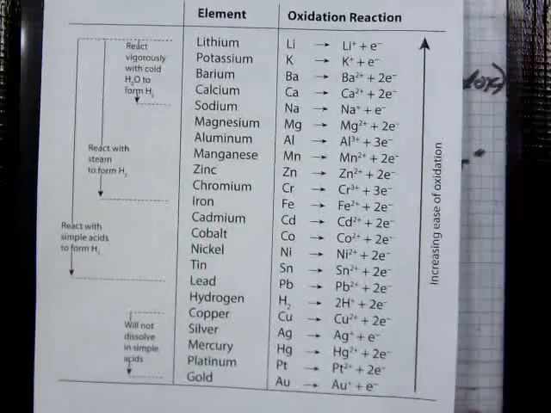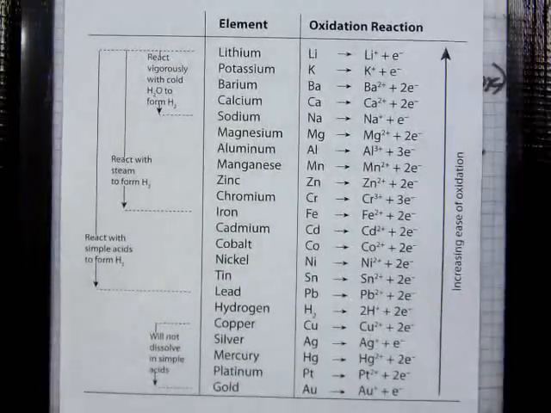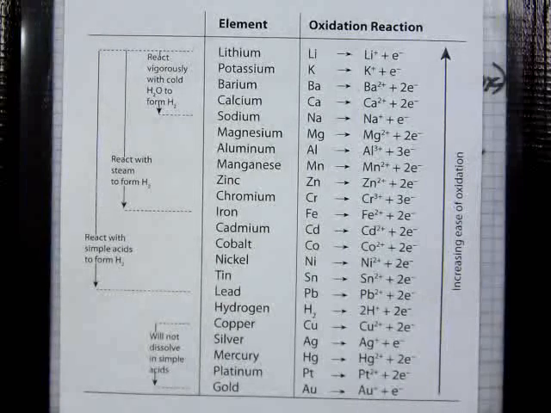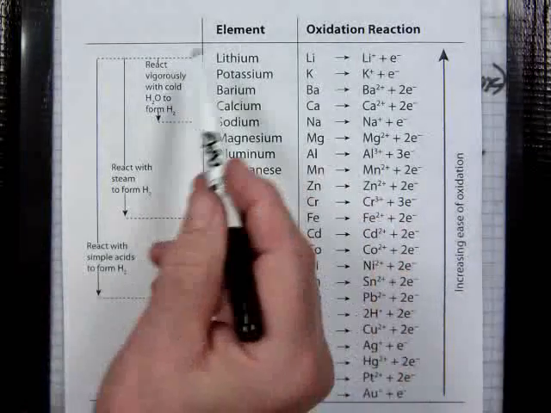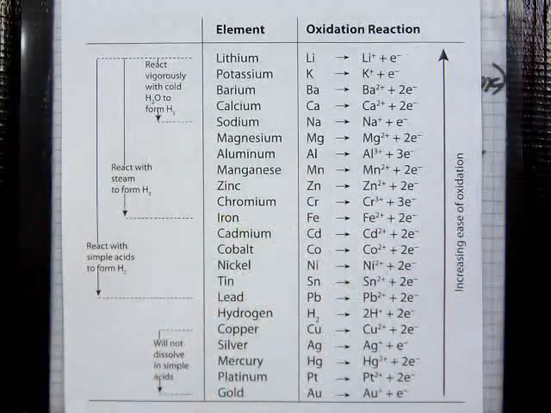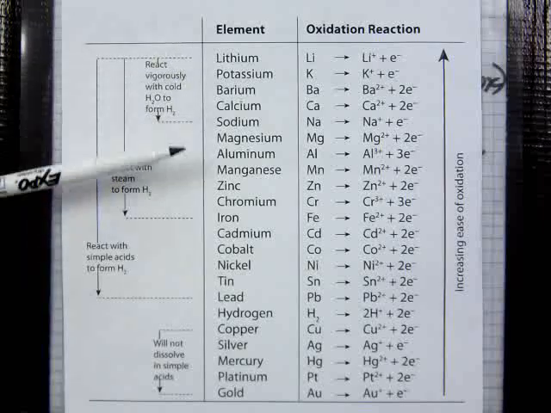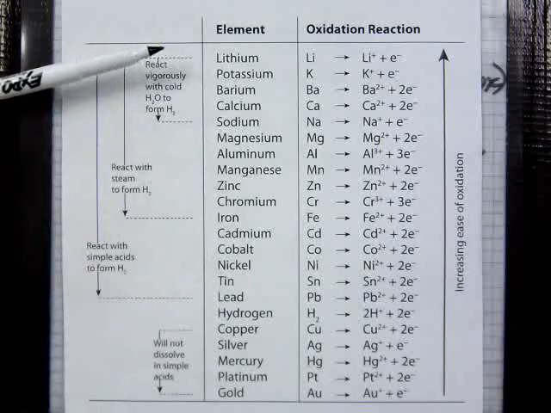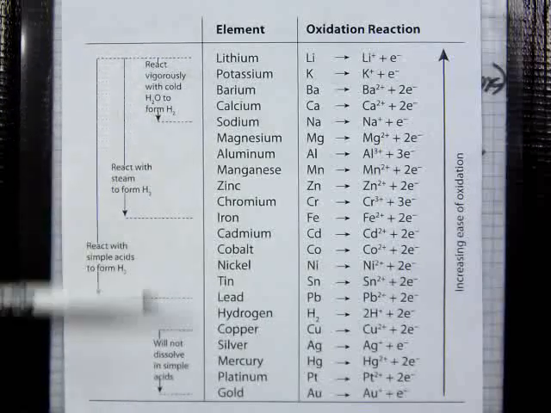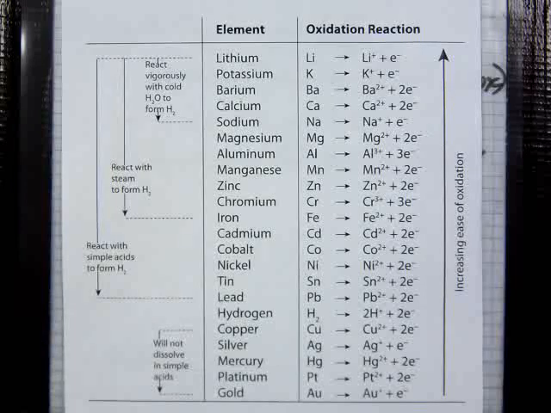And here is one I handed out to you. Hopefully you have that available. You can refer to it as we go through. The top of this is the more active, and as you move down the list is less active. In a metathesis reaction, the rule is very simple. Whatever's at the top replaces anything below it. So lithium in here is the most active and replaces everything else in a single replacement.